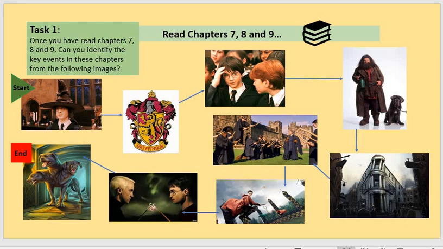So the first one, for instance, is when in chapter 7, Harry, Hermione, Ron, Neville and co. all enter the dining hall and are allocated their houses by the sorting hat. So that is an image of Harry Potter with the sorting hat on. You would do the same for each of these photos or images all the way to the end here, this red square with end.